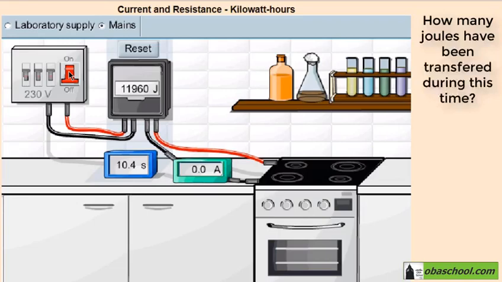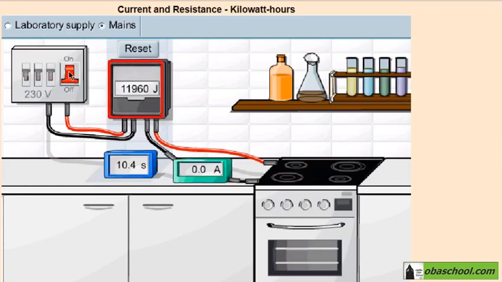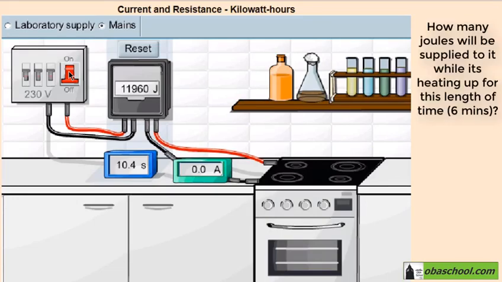How many joules have been transferred during this time? About 11,960 joules. When a cooker is being used in a kitchen, it's likely to be on for a lot longer than 10 seconds. This cooker takes about 6 minutes to reach the temperature required to bake a sponge cake. How many joules will be supplied to it while it's heating up for this length of time?